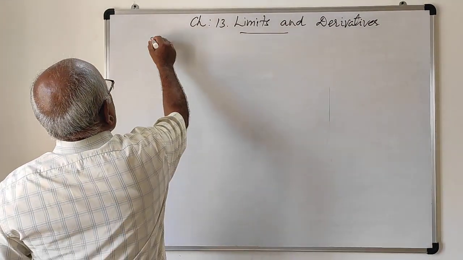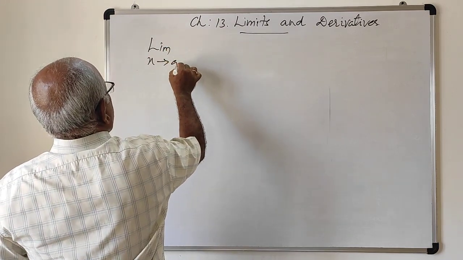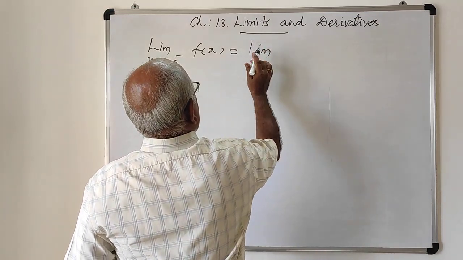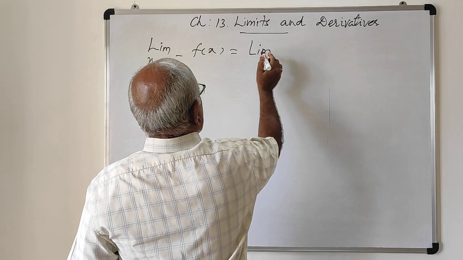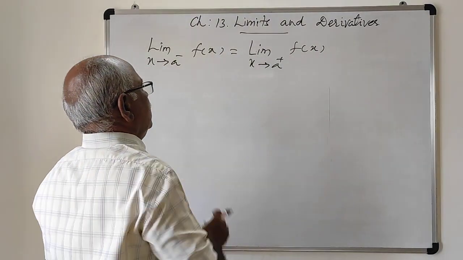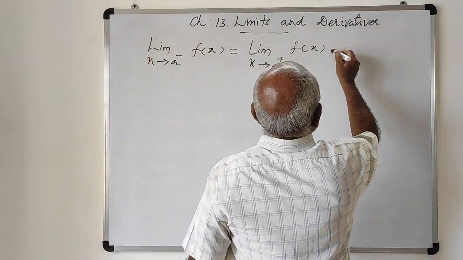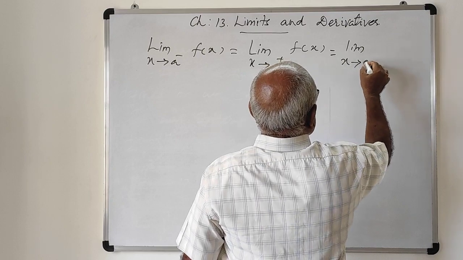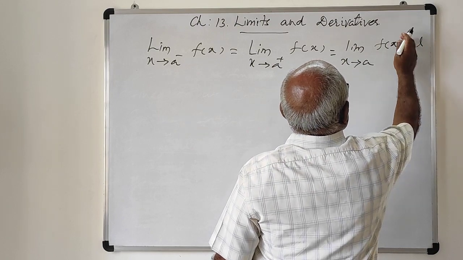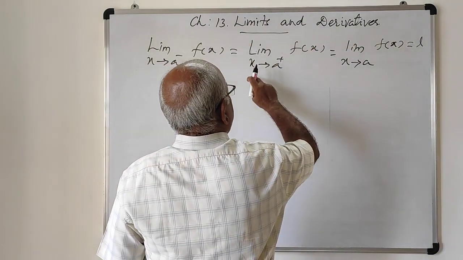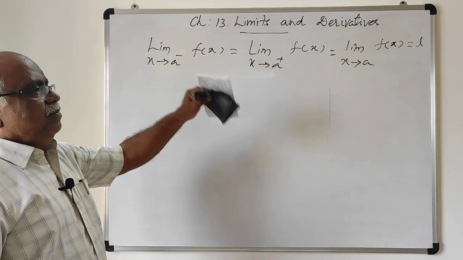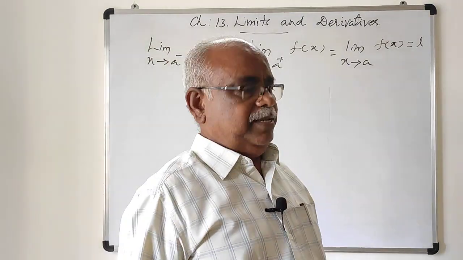Generally, if limit x tends to a minus f of x is equal to limit x tends to a plus f of x, both are equal, then only we can say that the limit x tends to a f of x is equal to L. All three values: limit x tends to a minus f of x is L, and limit x tends to a plus f of x is L. Therefore, the limit value of x tends to a f of x is L. If the left and right limits are equal, then only the limit exists.